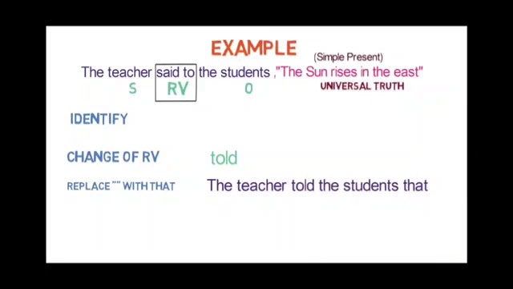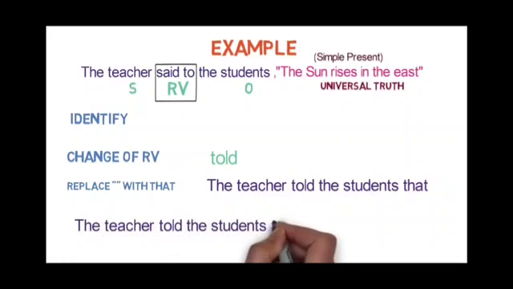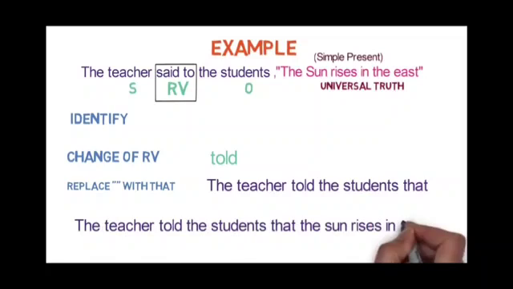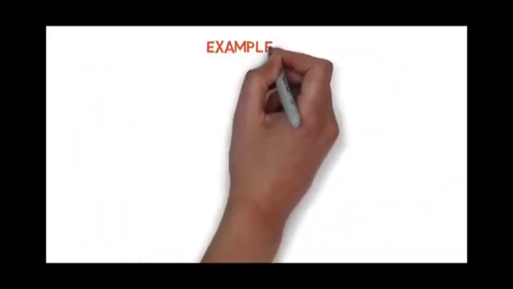See how you will change it. The teacher told the students that the sun rises in the east. It is a universal truth, so there is no need of changing the tense here. We will write as it is. No change. The teacher told the students that the sun rises in the east. Now another example, see.